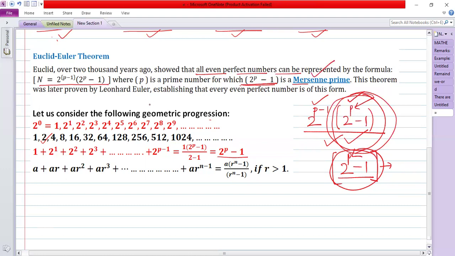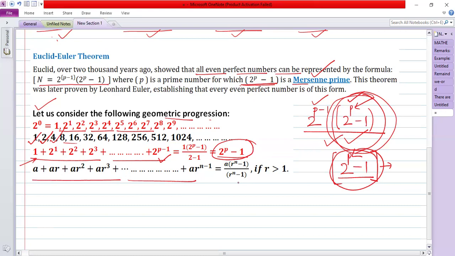Now, in order to understand this theorem, let us consider the following geometric progression. This geometric progression consists of the powers of 2: 2 raised to power 0, then 2 raised to power 1, 2 raised to power 2, and so on. Here we will use the fact that the sum of the powers of 2 up to p minus 1 is 2 raised to power p minus 1. Obviously, this comes from the formula of the geometric series given here.